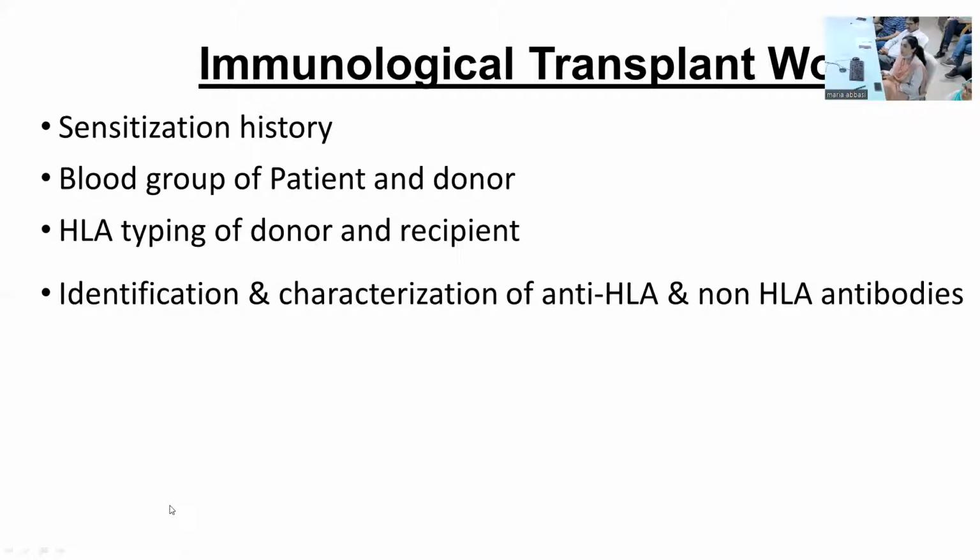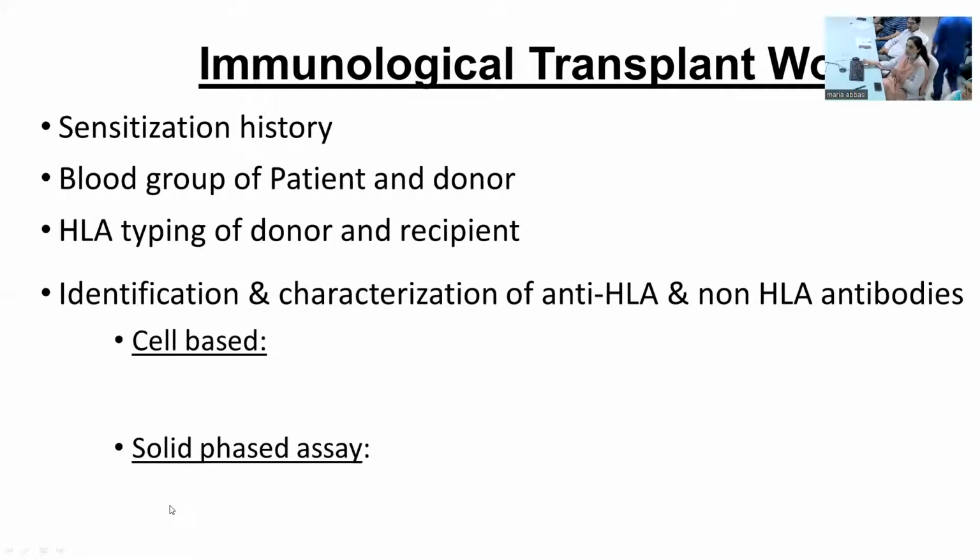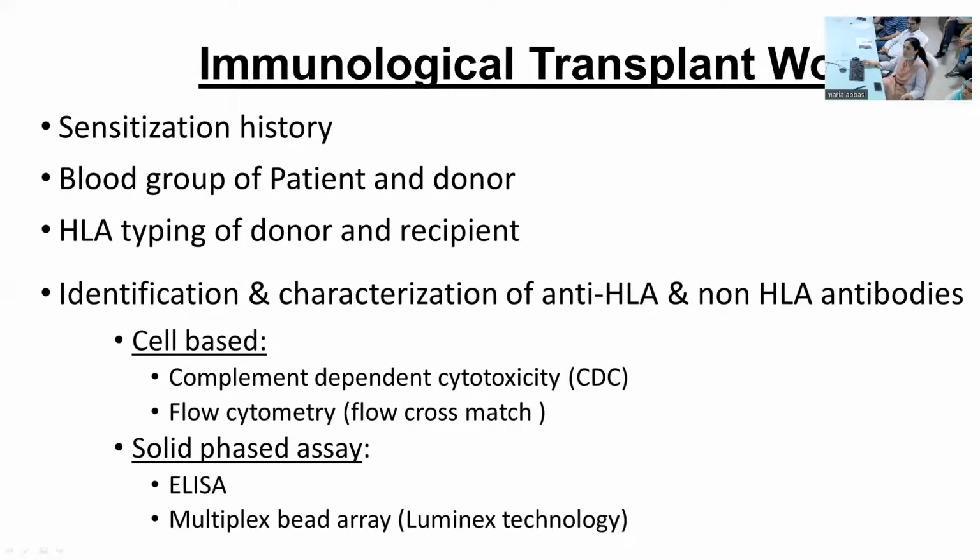Then comes the HLA typing. The donor and the recipient HLA typing should be matched. And the more the matching, the more the chances of graft survival. But we prefer that at least locus A, locus B, and DR should be matched. Last but not the least, the HLA and non-HLA antibody detection is very, very important. These are the two basic techniques which we will discuss in the upcoming slides.